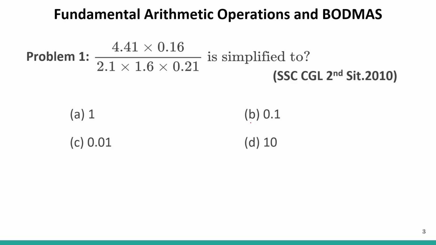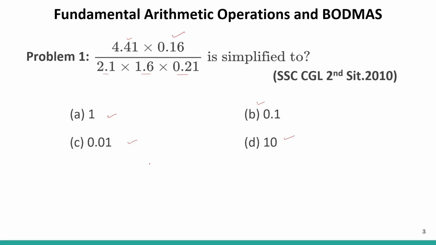Problem number 1 asks us: 4.41 into 0.16 whole divided by 2.1 into 1.6 into 0.21. It asks us the simplified form of this. This question was asked in SSC CGL second sitting 2010. So let's solve it. There are four options. Option A is 1, option B is 0.1, C says it is 0.01, and D says it is 10. Okay, so let's see.